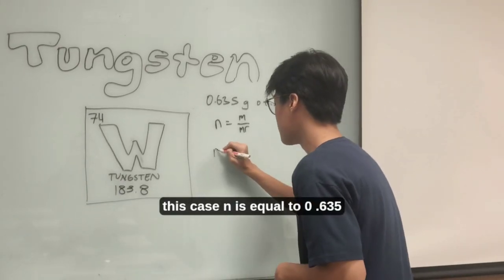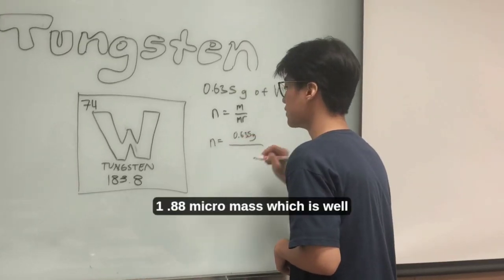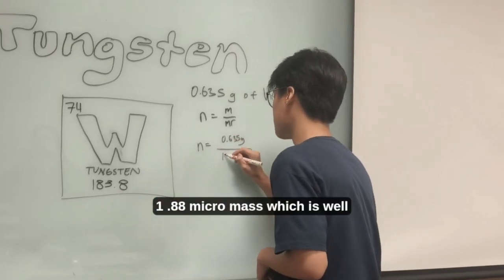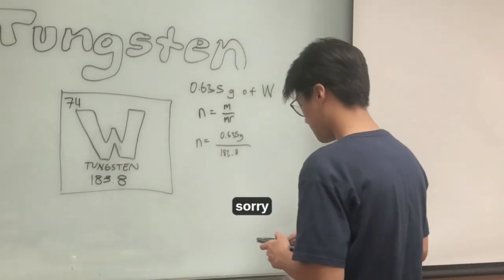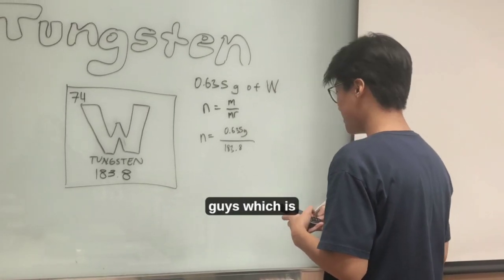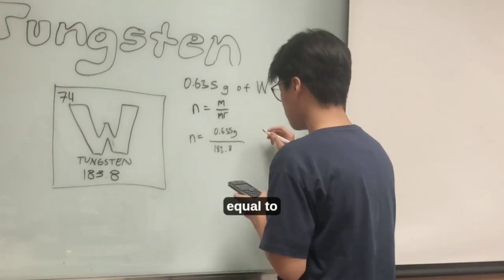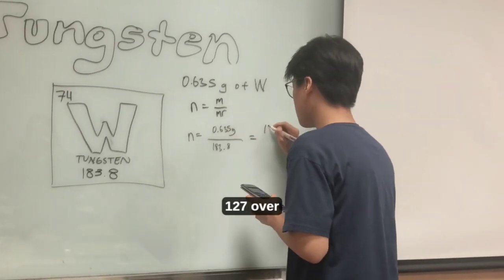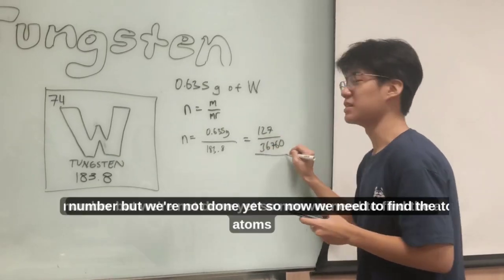So in this case, n is equal to 0.635 grams over 183.8 molecular mass, which is the molecular mass of tungsten, which will result in, sorry guys, which is equal to 127 over 36760.